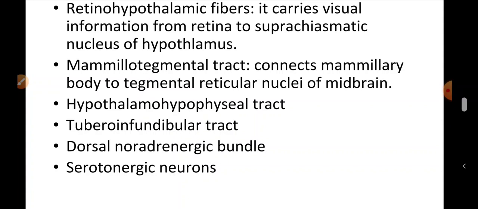So axons of these noradrenergic secreting neurons project from the nucleus of tractus solitarius and the ventrolateral medulla to the paraventricular nuclei of the thalamus. Axons of noradrenergic secreting neurons also project from the locus coeruleus to the dorsal hypothalamus. They are the dorsal posterior bundles. Then serotonergic neurons: the axons of serotonin secreting neurons project from the dorsal and other raphe nuclei to the hypothalamus.